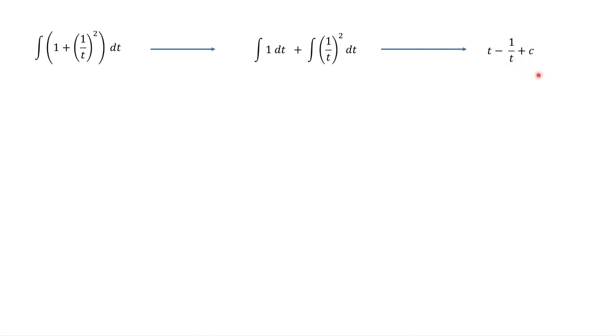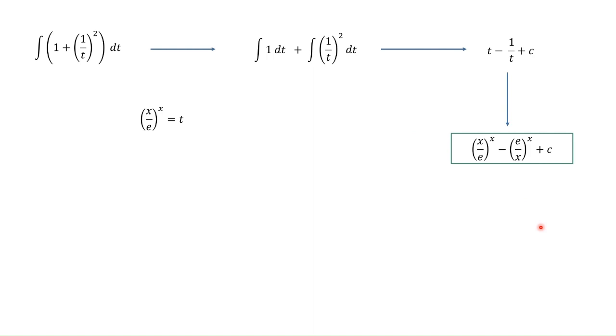Now the problem is not yet solved. We need to do the back substitution, because the problem was originally in terms of x. So we need to go to the x domain. x by e to the power x is equal to t, so now we need to substitute the t. If you put t as x by e to the power x, then you get your final solution, which is x by e to the power x minus e by x to the power x plus c.